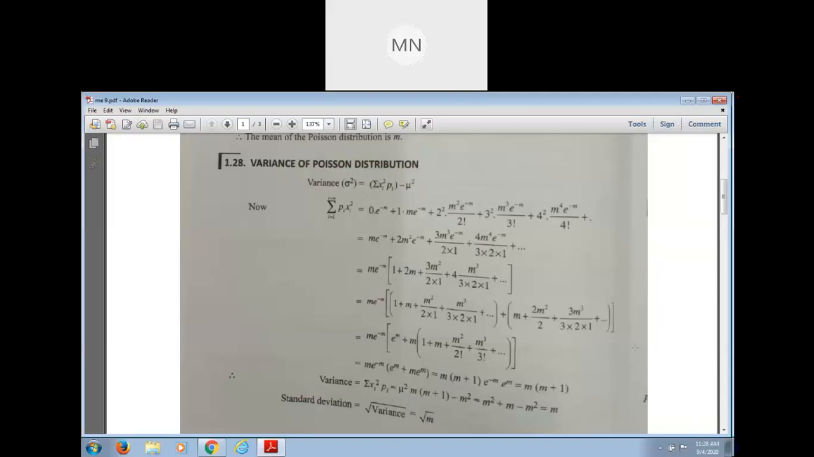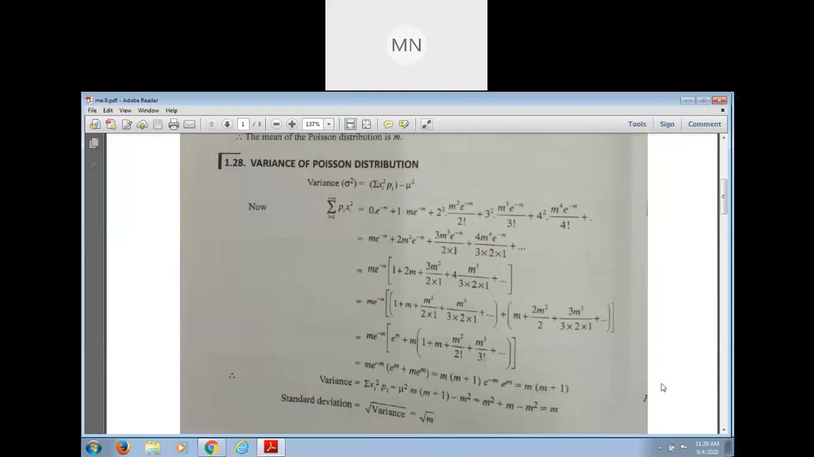Note that the expectation and variance of the Poisson distribution are the same, it is m. But in the case of the binomial distribution, mean is np and variance is npq. In the case of the Poisson distribution, mean and variance are the same. Note this down: the mean and variance of the Poisson distribution are always m. And standard deviation is the positive square root of variance. Therefore, the standard deviation of the Poisson distribution is root over m. In some books, it is written as lambda.